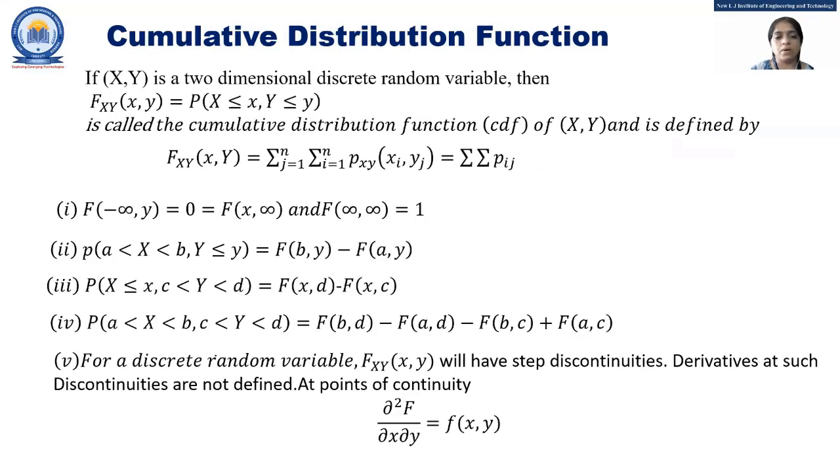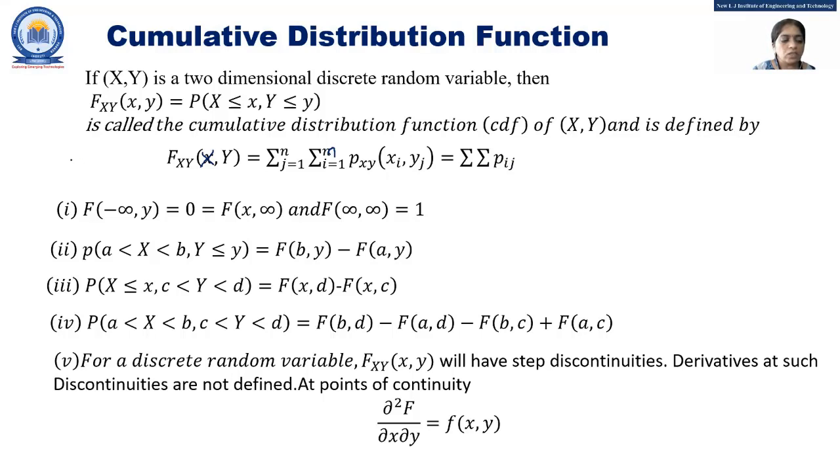Now, the cumulative distribution function. If (X, Y) is a two-dimensional discrete random variable, then F_XY(x, y) equal to the probability of capital X less than or equal to x and capital Y less than or equal to y is called the cumulative distribution function, CDF, of X and Y. It is defined as the summation over j from 1 to n and i from 1 to m of p_XY(xi, yj), which equals the summation of p_ij.